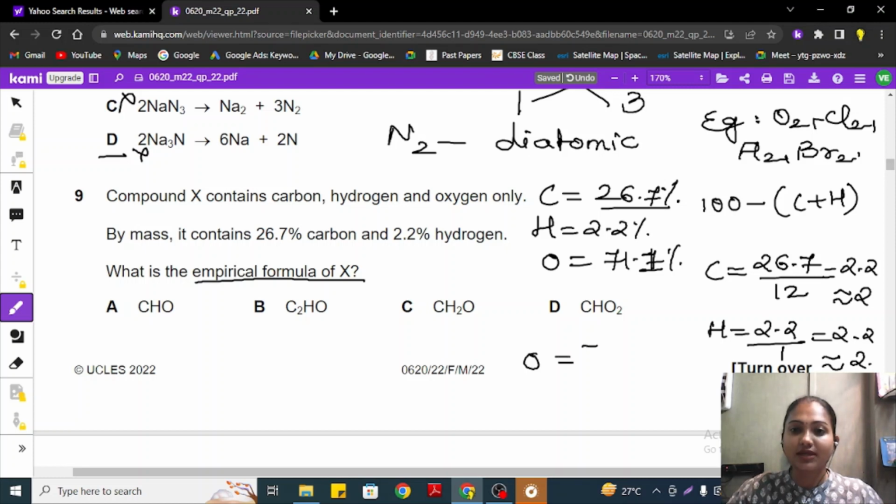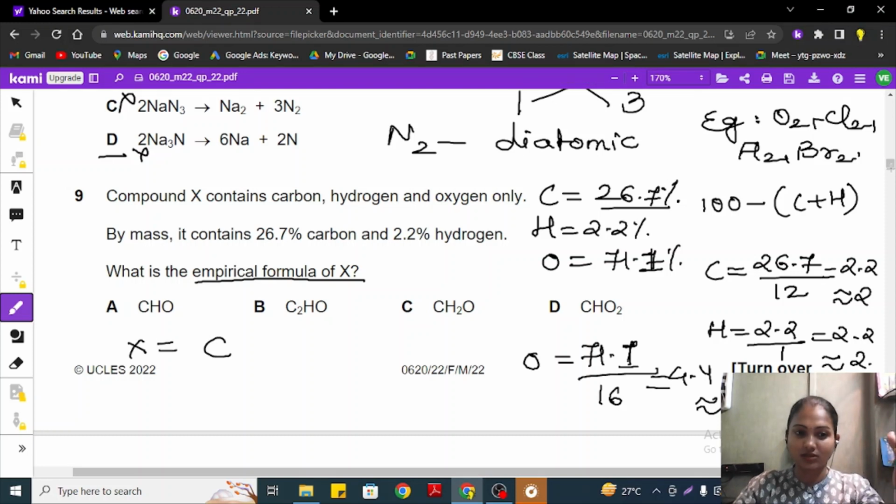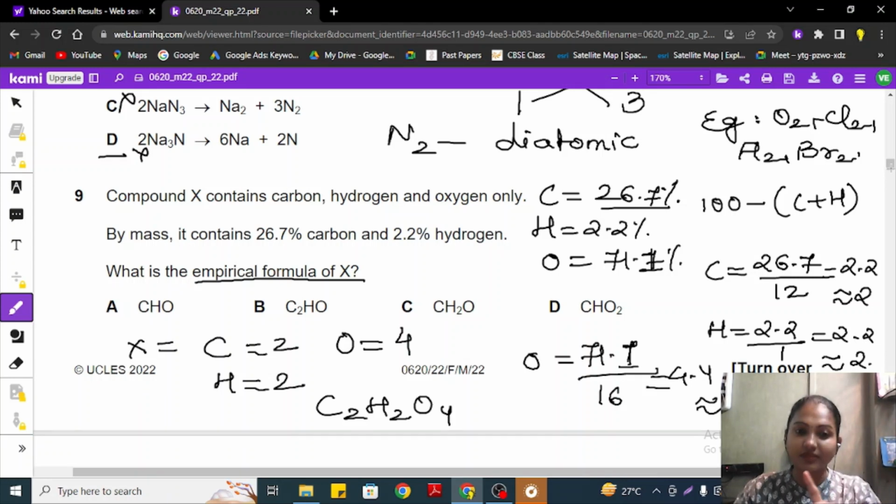For oxygen, it's 71.1 upon 16, that's the atomic mass for oxygen. And we get the answer as 4.4. We will approximate to 4. So carbon in the X compound is 2, that of hydrogen is also 2, that of oxygen is 4. So we get C2H2O4. But this is the molecular formula, students.